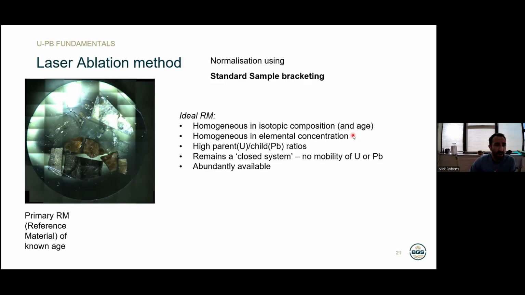And the thing about carbonates is they pretty much tick none of these boxes. So we're going to have to work around these in various ways. On the left is just one of our mounts. It's a 1-inch diameter mount, and you can see the carbonate tubing is various.